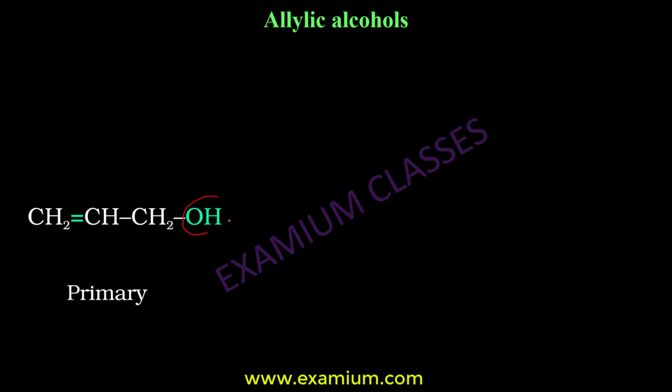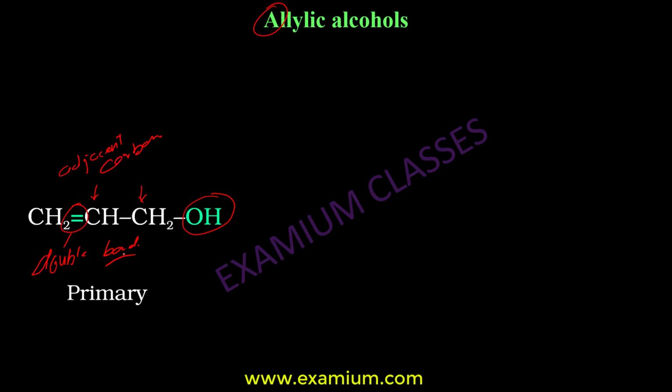So OH is attached here on this particular carbon. This carbon is adjacent to this carbon, and the adjacent carbon has the double bond. So A for allylic and A for adjacent carbon. If the adjacent carbon has the double bond, then we say that it is allylic alcohol.